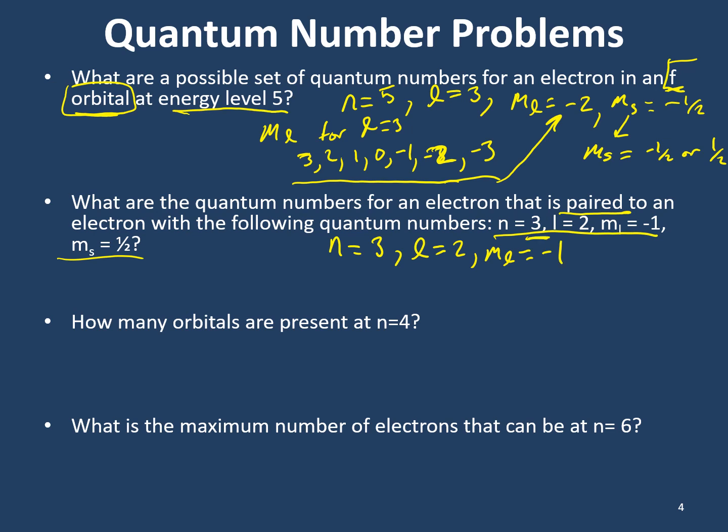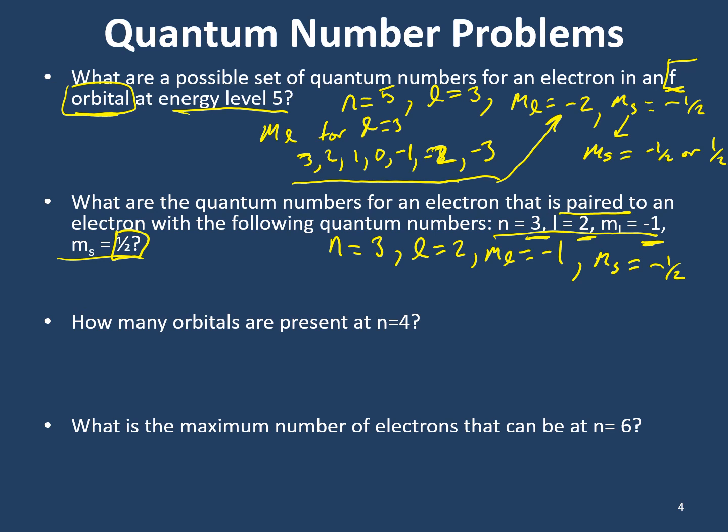Notice I've just copied all 3 of these first values that I was given for the electron that this electron is paired to. Now ms is where we have to be different. We can't have all 4 numbers be the same. Since it's paired to this electron, it has to have the opposite spin. And since the other electron has a positive 1/2, this one has to have a negative 1/2.